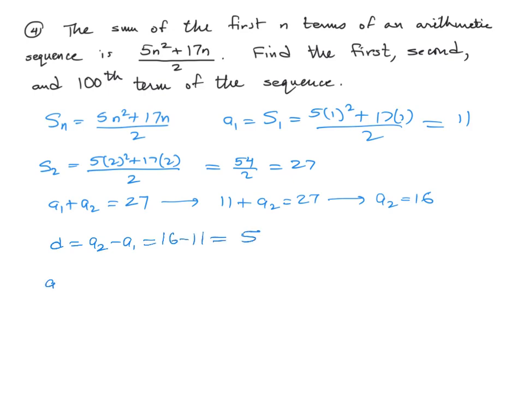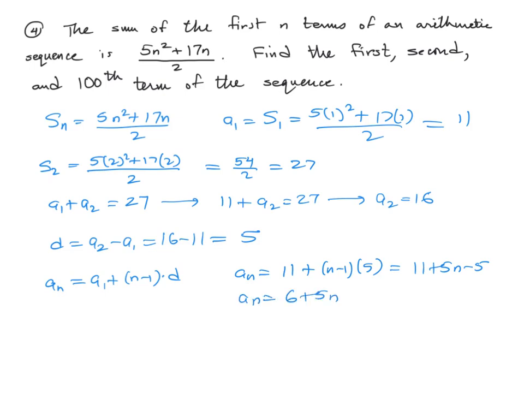So now we can find the An formula, which is A1 plus quantity n minus 1 times D. So in this case, An is, A1 was 11, plus n minus 1 times 5. Now I can simplify that, although I really don't need to, but I'm going to go in anyway. So 11 plus 5n minus 5. So basically we're saying An equals 6 plus 5n. And now finally we are asked to find the 100th term of the sequence.